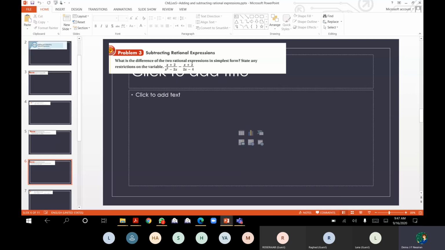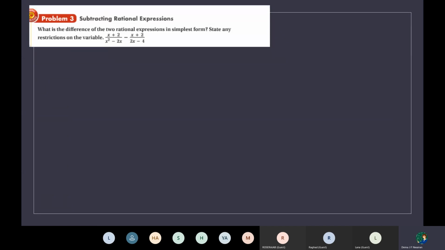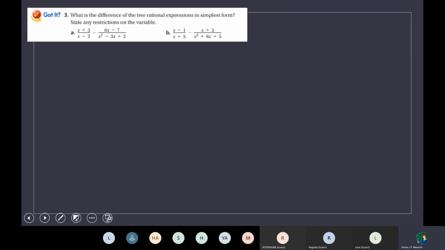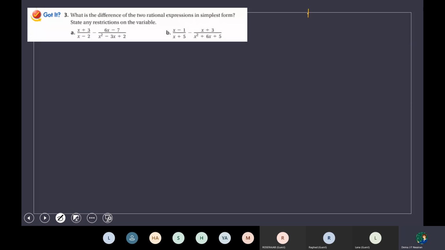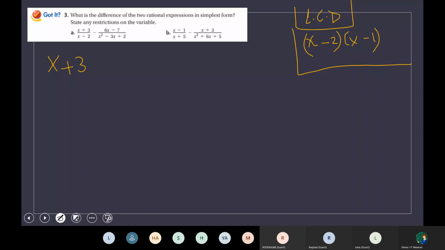You said before that the least common denominator, or the least common multiple, is x minus 2 and x minus 1. Thank you. Now, here we have to rewrite them.